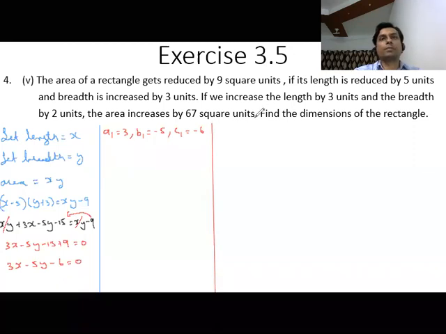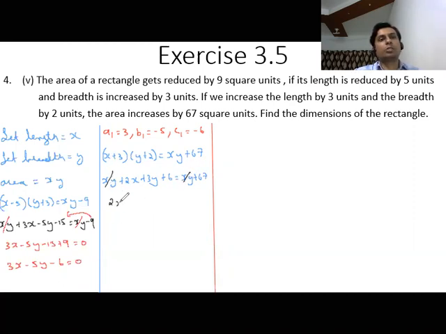Now I will get the second equation. If we increase the length by 3 units, so x plus 3, breadth by 2 units, y plus 2, then area will increase by 67. So xy plus 67. Again, open the bracket. X into y, xy. X into 2, plus 2x. Y into 3, plus 3y. 2 into 3, plus 6, is equal to xy plus 67. Here you will notice xy will get cancelled. So 2x plus 3y plus 6 minus 67 is equal to 0. 67 I brought on the other side. This is 2x plus 3y minus 61 is equal to 0.